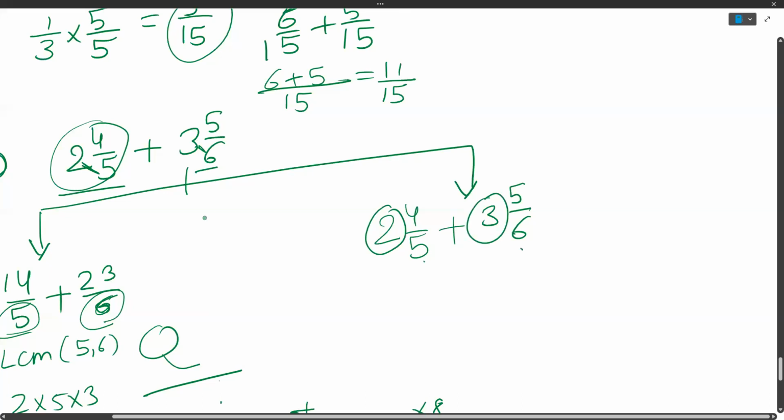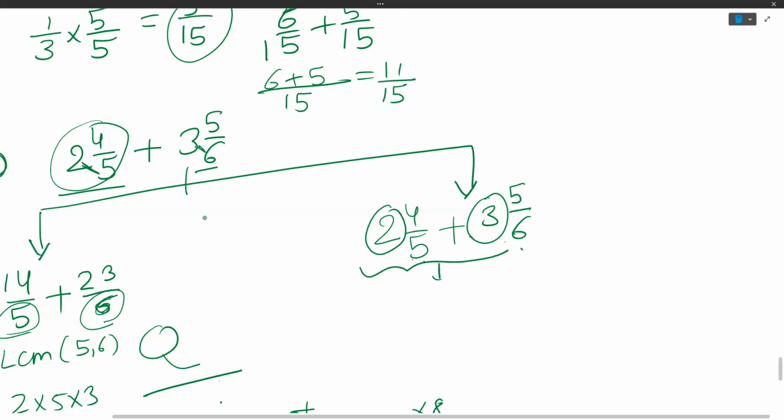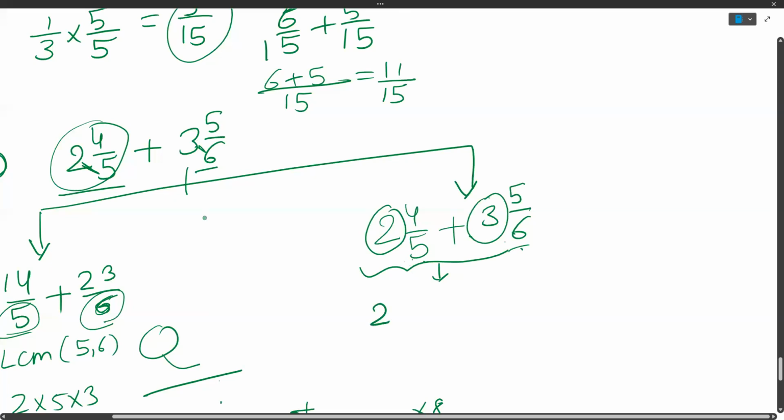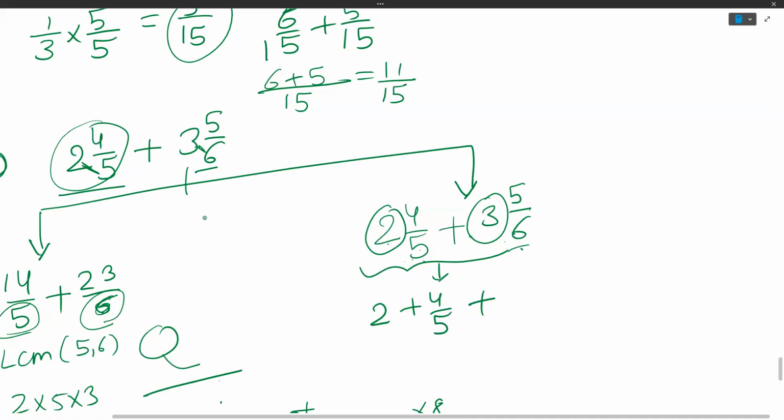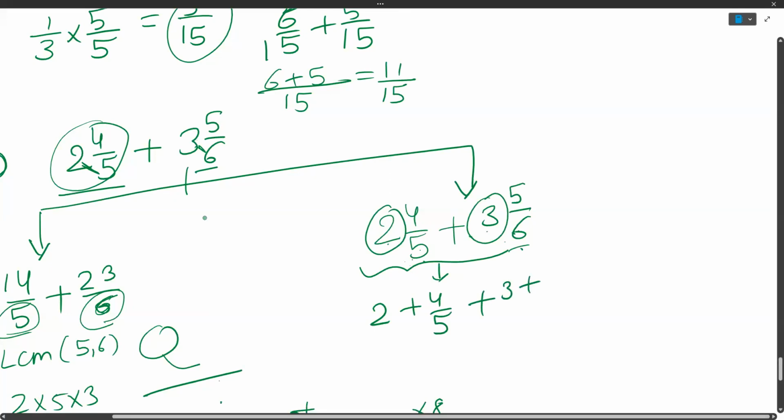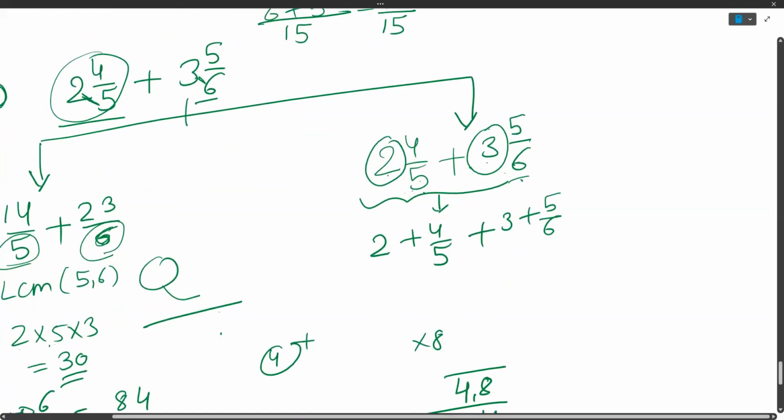And add the fraction together. Add the whole together and add the fraction together. So if I extend this, these improper fractions, this 2 4 by 5, you can also write as 2 plus 4 by 5. 3 5 by 6, you can also write as 3 plus 5 by 6. Okay, children, now it is easy.